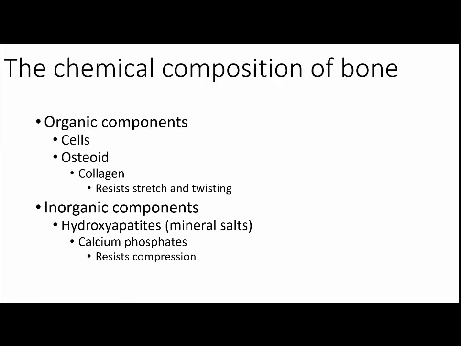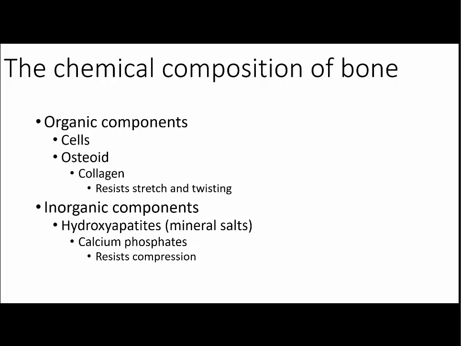In addition to the actual physical structure of the bone, we have chemical composition of the bone. And that's made up of organic components and inorganic components. So for our organic components, that's going to be the cell types that we already discussed, our osteoprogenitor cells, osteoblasts, osteoclasts, and osteocytes, but also the osteoid. And the osteoid is the bone matrix that is secreted by those osteoblasts. So the main component of the osteoid is going to be collagen. That's the organic part of the bone matrix.